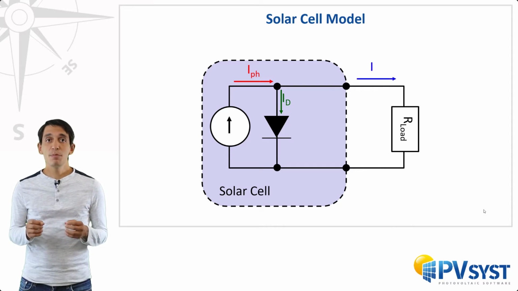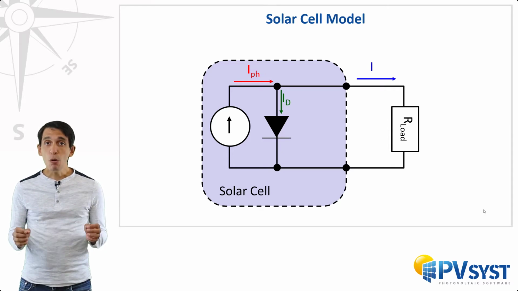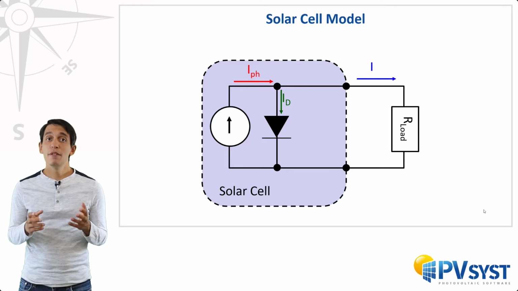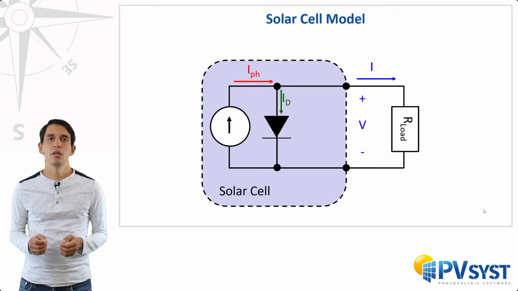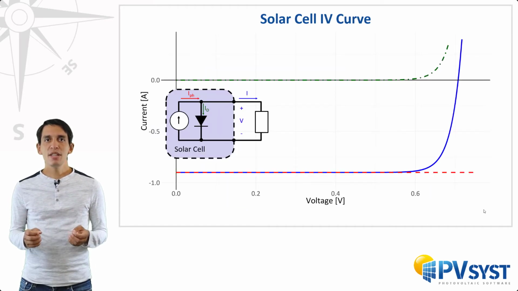Finally, the difference between these two currents is the current through the resistor. This is the current involved in the output power of the solar cell. We will call this current I and show it in blue. We will label the voltage across the resistor V and also show that in blue. Let's plot these currents. Here you can see the plots of all the currents of the ideal solar cell model.